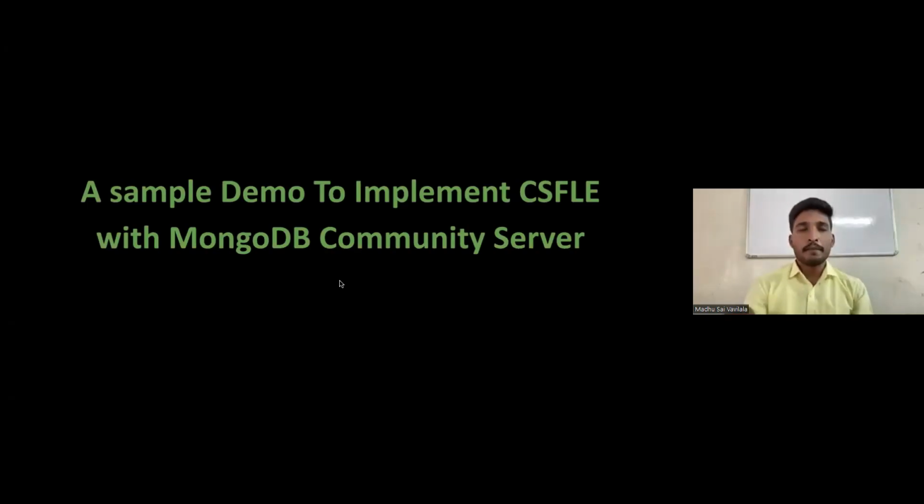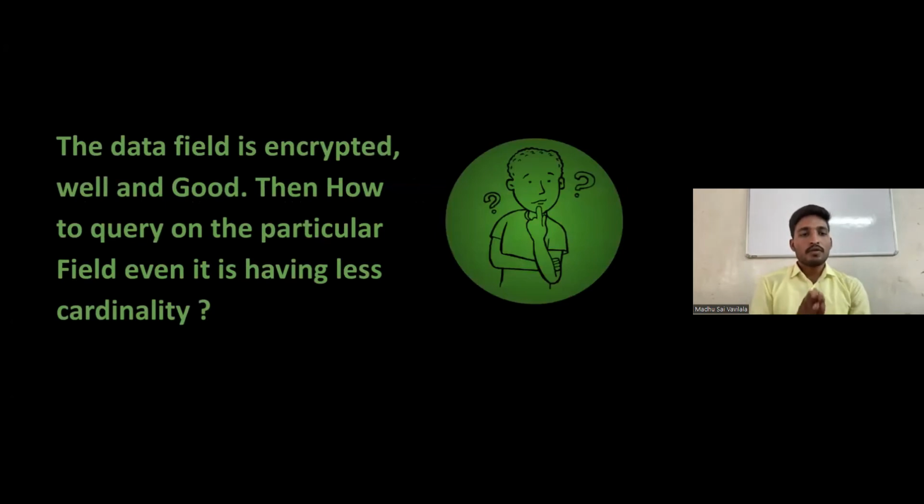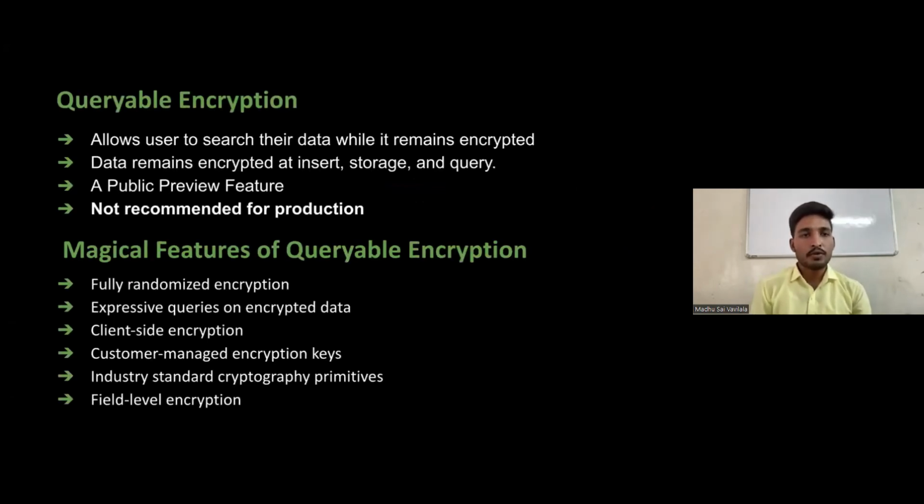Let's see the next concept in data encryption. The limitation of client-side field level encryption is that querying encrypted data is not possible. But in the next feature, queryable encryption, even though the data has low cardinality, we can get that data by running some queries. It allows the user to keep the data in always-encrypted form, but it is a public preview feature.